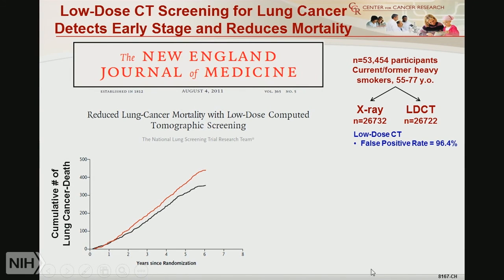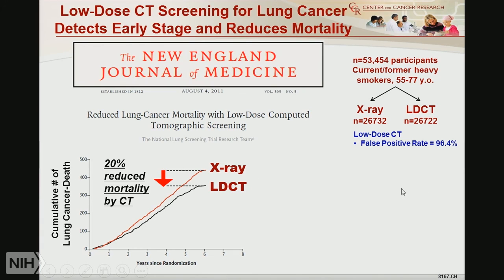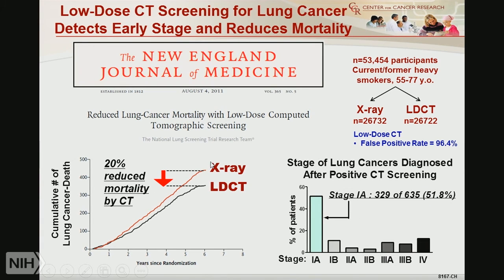So how about screening? Well, this is a landmark paper that was published in 2011 in the New England Journal of Medicine, and they compared X-ray, which we knew didn't work very well, with low-dose computer tomography, or helical computer-based tomography. And they found that there was about a 20% reduction in mortality. So that was good. And when cancer was determined, it was these early stage cancers, the ones I've been talking about, stage 1A, 1B primarily.